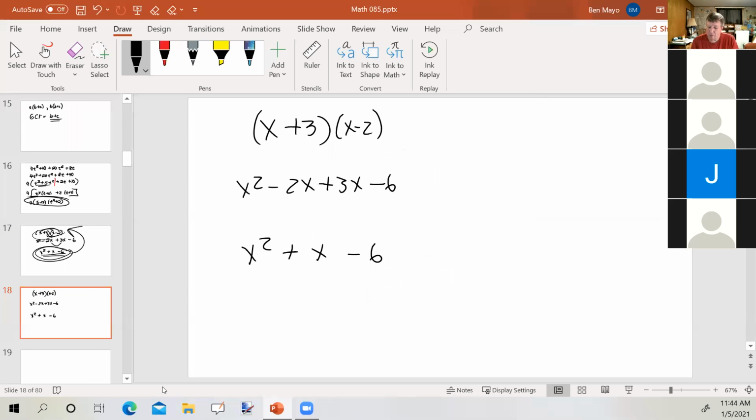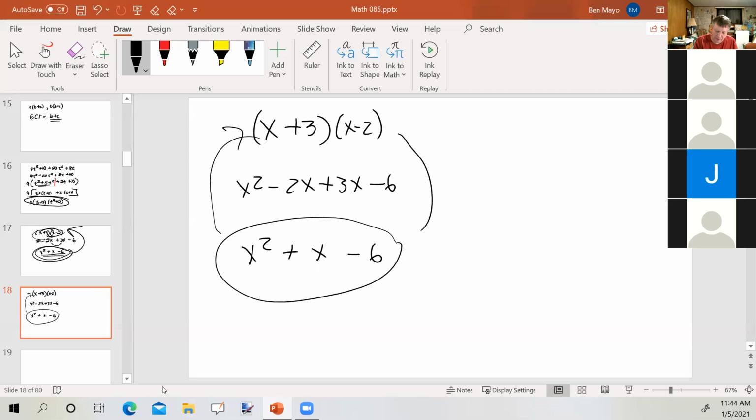So what we want to do is take this and end up with that. And obviously we've got the answer right in front of us for this problem, but that's not always going to be the case. So I want to look at the mechanics of how we get from here to here so that we can undo that.